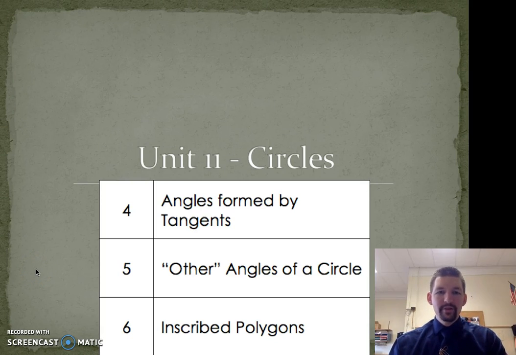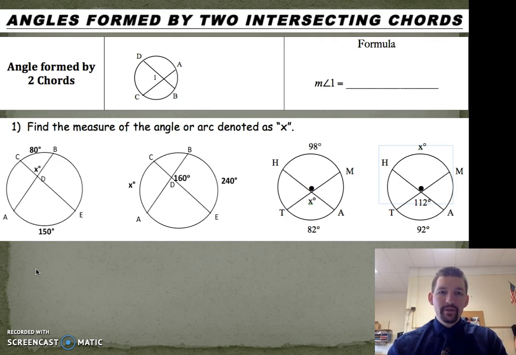So we are continuing Unit 11, Circles, today with Day 5, which is Other Angles of a Circle. We've talked about central angles, and we've talked about inscribed angles, and angles formed with a tangent. Now we're going to look at angles formed within a circle that are not at the center, using secants and chords. So the first thing we're looking at is two angles formed by two intersecting chords.